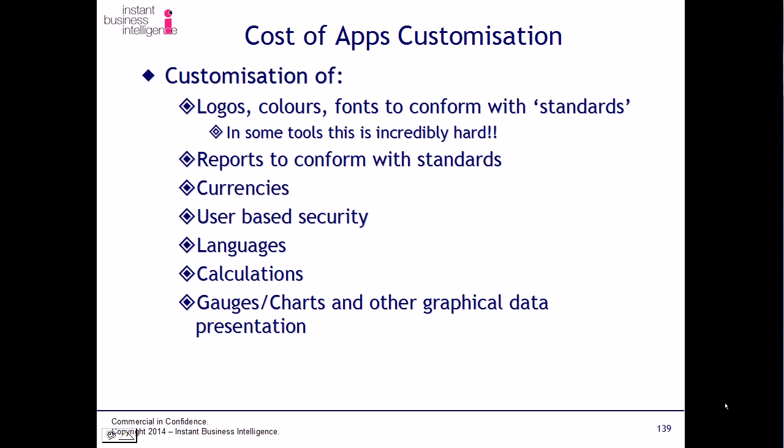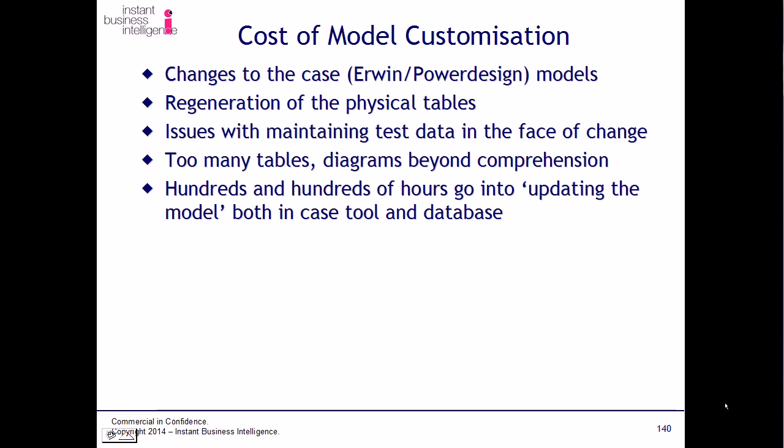You have to deal with multi-currencies in many situations. You have to have user-based security. You have to support multiple languages. You have to support complex calculations. And you have to generate gauges and charts and other graphical data. And this was very difficult to do in most of the tools. Business Objects, MicroStrategy, and Cognos were quite poor at doing these things. When Report Services came out, Report Services from Microsoft, it's actually quite easy to do these things, and that's one of the reasons why we picked Report Services when we did this.